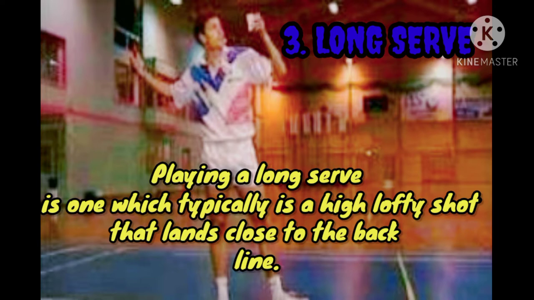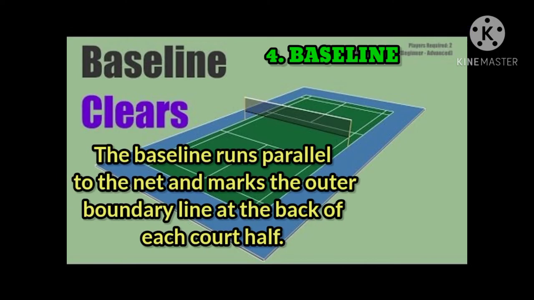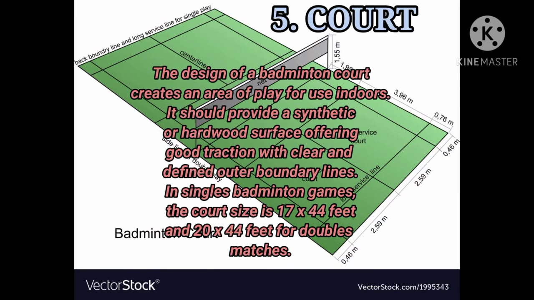4. Baseline. The baseline runs parallel to the net and marks the outer boundary line at the back of each court half. 5. Court. The design of a badminton court creates an area of play for use indoors. It should provide a synthetic or hardwood surface offering good traction with clear and defined outer boundary lines. In singles badminton games, the court size is 17 by 44 feet and 20 by 44 feet for doubles matches.